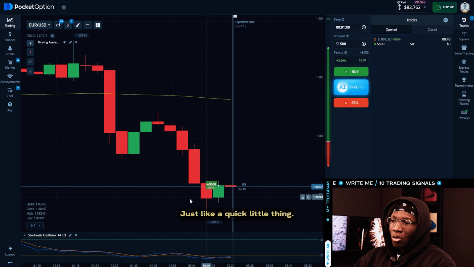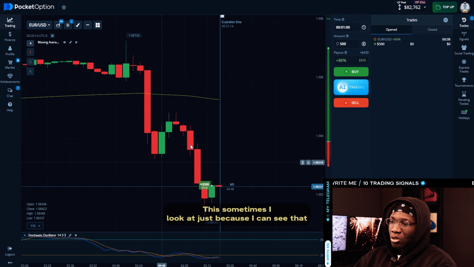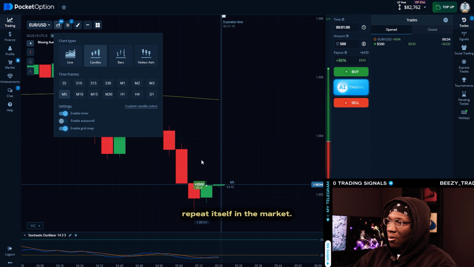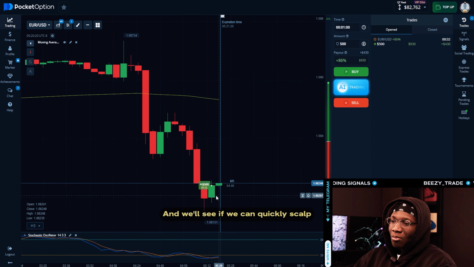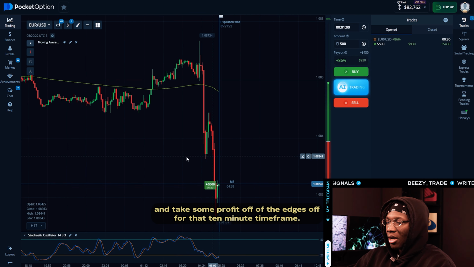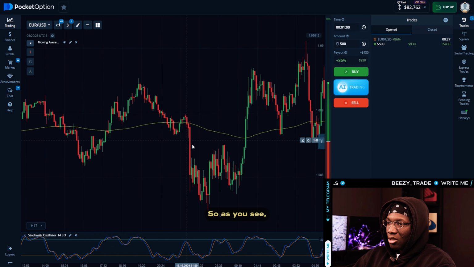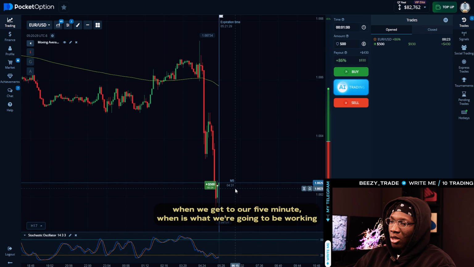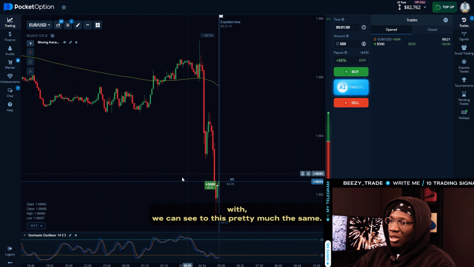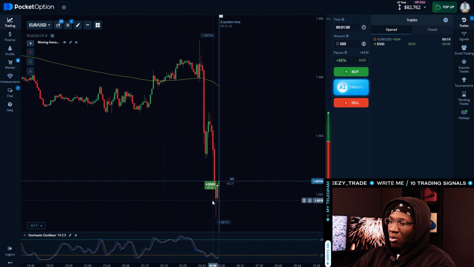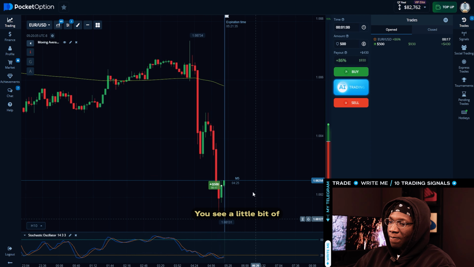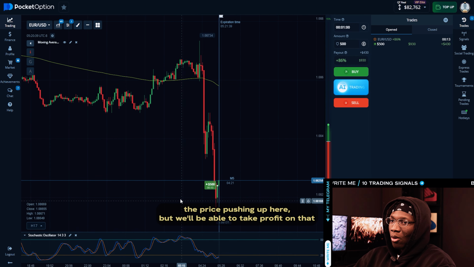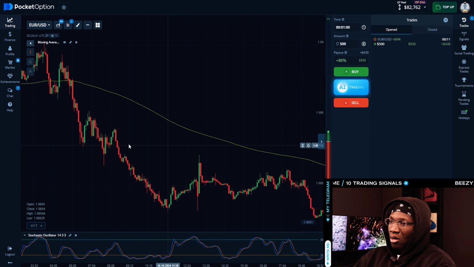Just look like a quick little thing that sometimes I look at just because I can see that repeat itself in the market, and we'll see if we can quickly scalp and take some profit off of that 10-minute time frame. So as you can see, when we get to our 5 minute, which is what we're going to be working with, we can see that this is pretty much the same. You see a little bit of the price pushing up here, but we're quickly able to take profit on that 1 minute trade that we made.